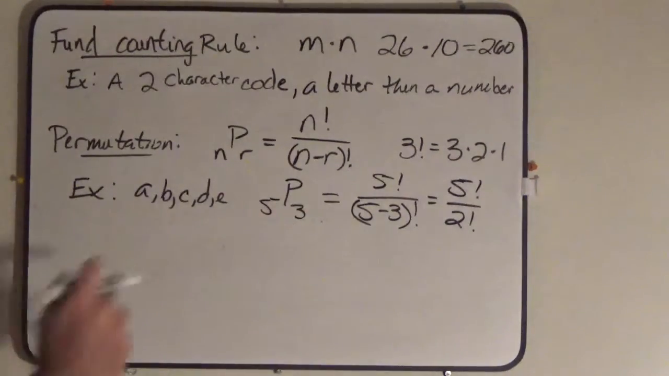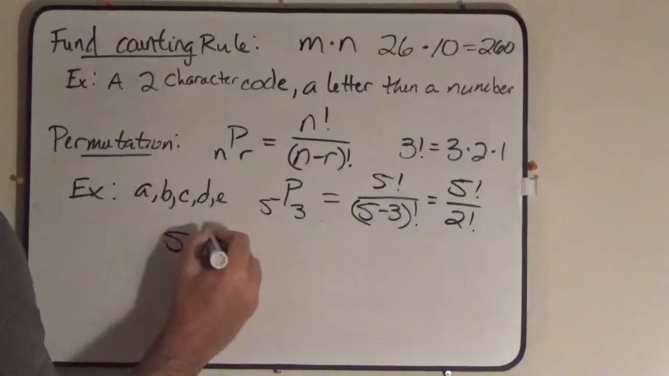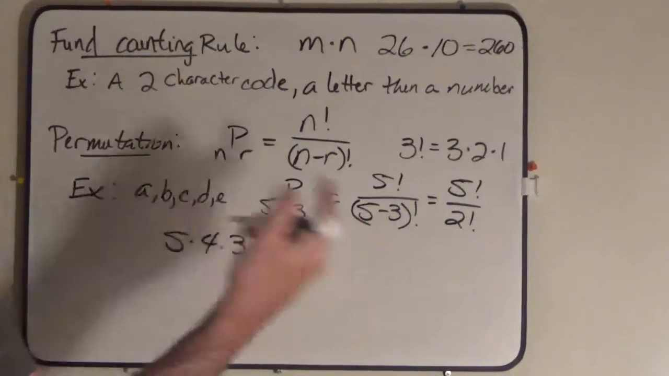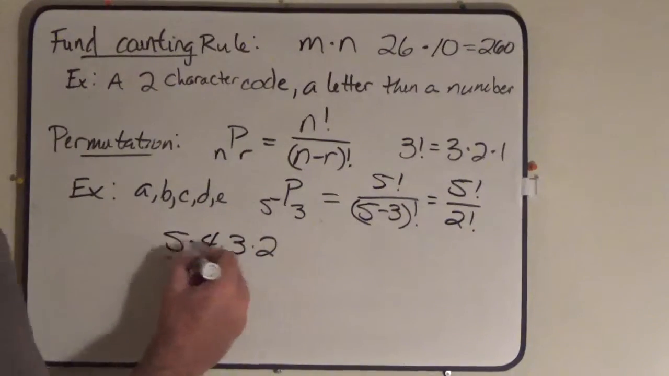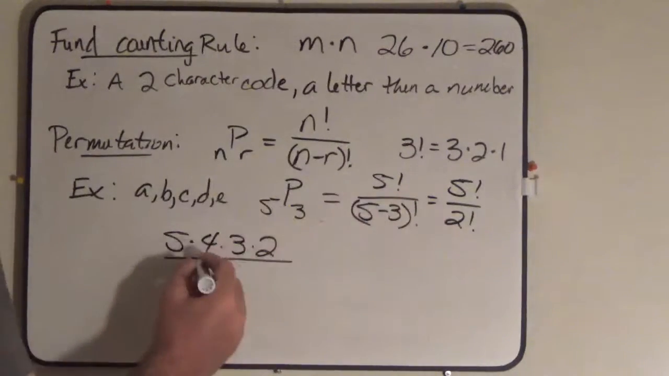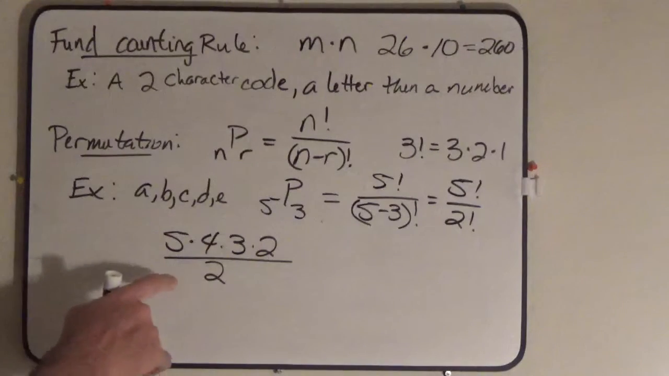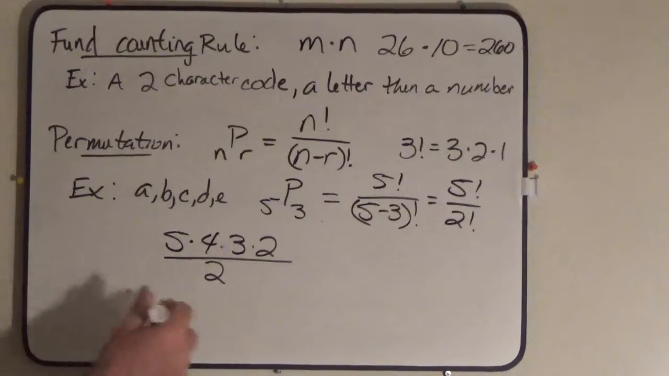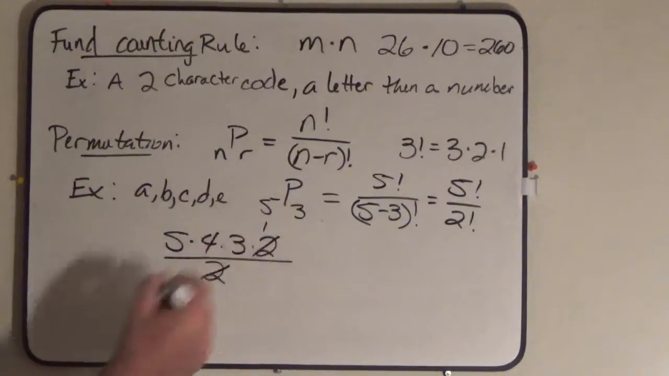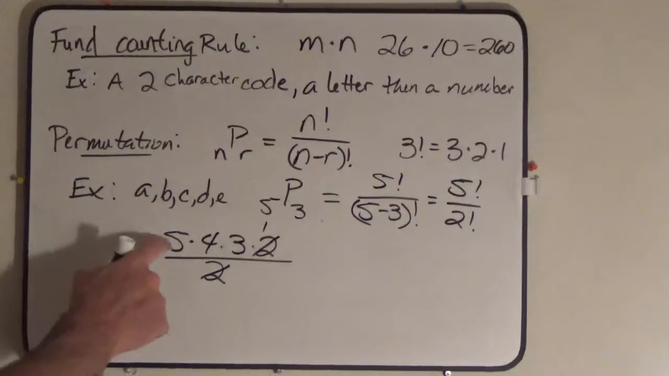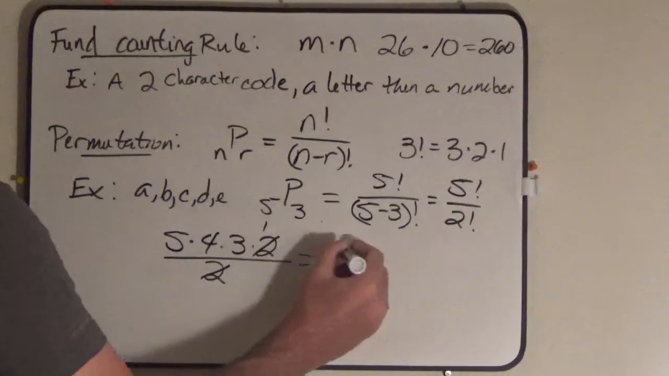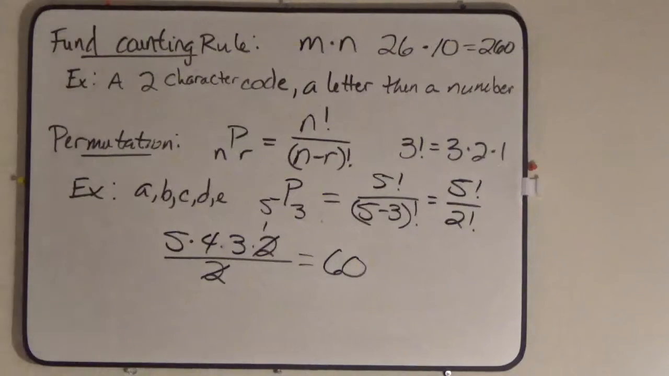Now, what I need to do here is 5 factorial, which means 5 times 4 times 3 times 2 times 1. I don't really put times 1 though, over 2 factorial, which is 2 times 1. Now what I can do here, guys, is reduce any number up above by the bottom number. So 2 can reduce 2 down to 1, right? When I multiply this out, this is 20 times 3, which is 60. So there are 60 different ways that you can rearrange those 5 letters into groups of 3, okay?